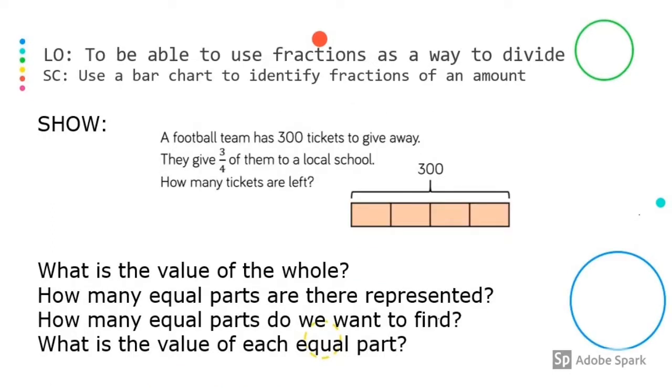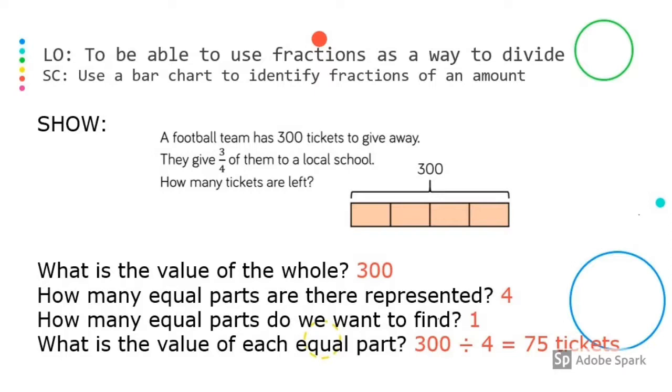Let's quickly look at another question. We have a football team who has 300 tickets to give away. They've decided to give 3/4 of them to a local school. We're trying to work out how many tickets are left over once they have given 3/4 away. So, just like before, we need to work out what the value of the whole is. In this case, it's 300 tickets.